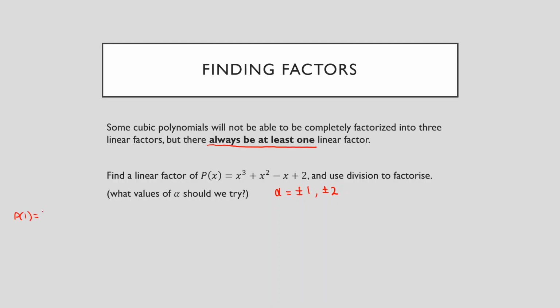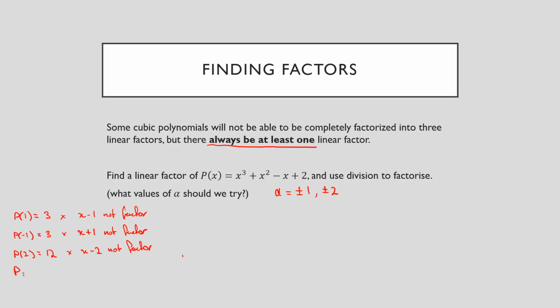P of 1 gives you, well, I'm not going to work through this because this is just arithmetic, so I'll just cut to the chase. You end up with 3. Okay, so that's not right, so that means x minus 1 is not a factor. We could try P of -1, and you also end up with 3. So that means x plus 1 is not a factor. We could try P of 2. We end up getting something like 12. So again, that is not a factor. X minus 2, not a factor.